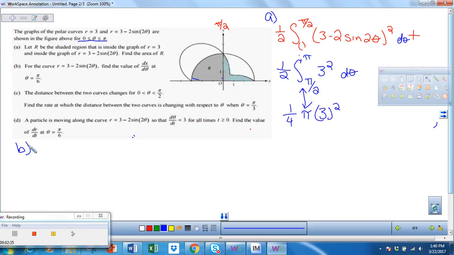All right, for part B, they ask us to find the value of dx d theta. Notice that question comes up a lot, that you have to write it in rectangular form. So what is x equal to? r cosine theta. In this case, r is equal to 3 minus 2 sine 2 theta, times cosine theta. So to find dx d theta, I just find the derivative of this. I can find the derivative using product rule, and I evaluate that at pi over 6.